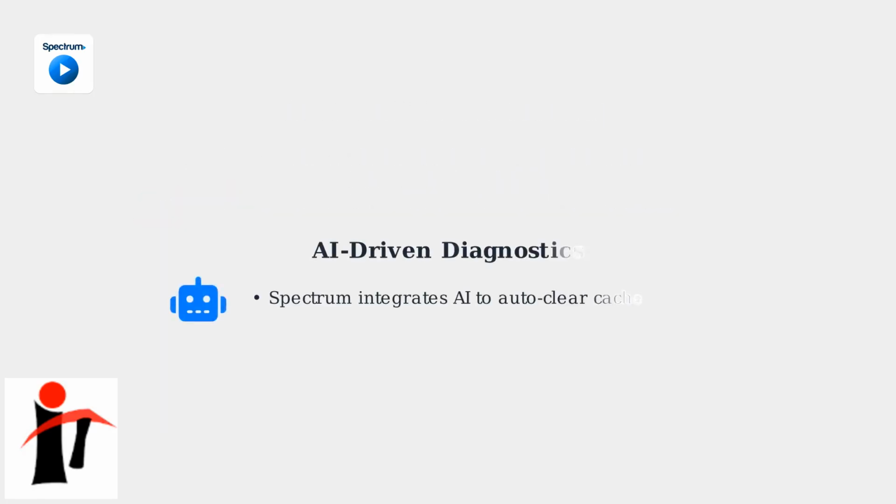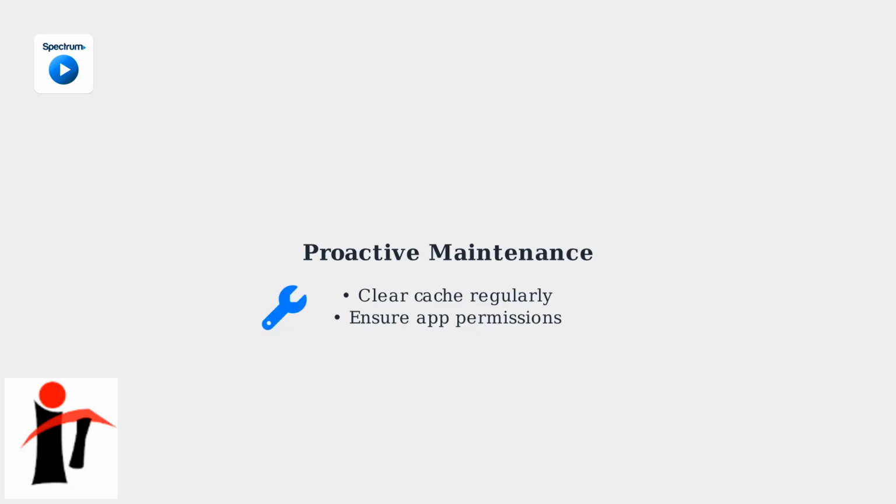Spectrum is actively integrating AI-driven diagnostics to automatically clear cache and improve app stability. Look for an auto-fix feature in upcoming updates. Expert opinions suggest proactive app maintenance is crucial. Clear your cache regularly and ensure sufficient app permissions.